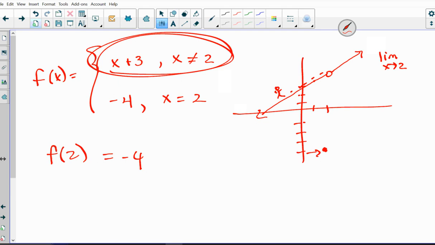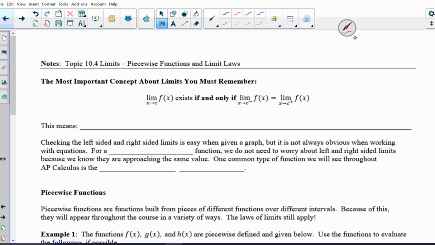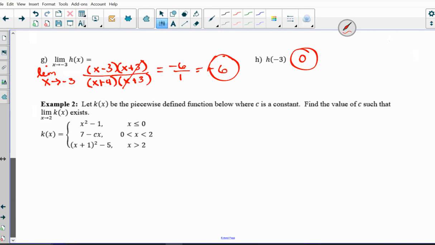Could we just plug it in? And was it two different things from the left and from the right, or was it the same equation? So that's why I didn't have to do multiple pieces, yeah. Good questions, guys. All right, the bottom.